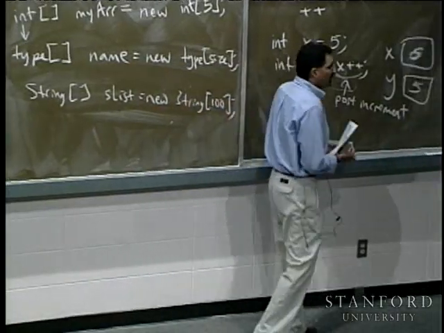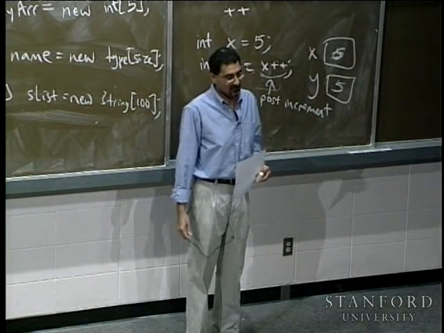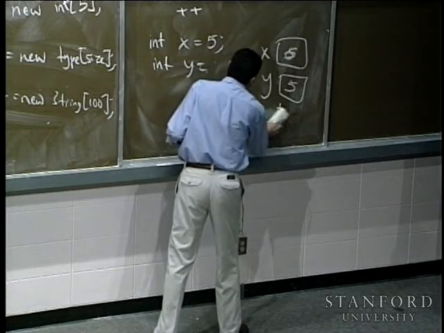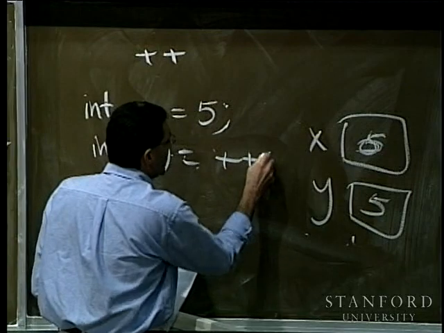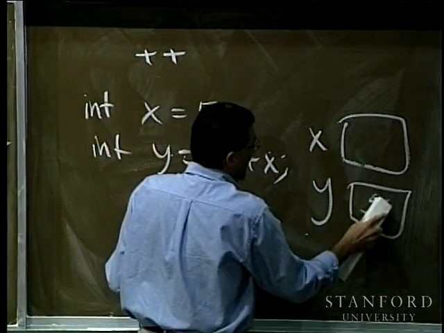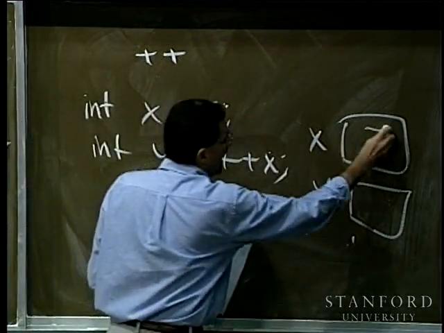Okay? So you might say, hey, Mehran, if there's a post increment, isn't there also a pre-increment? And you would be right. And the way a pre-increment looks is we take our friend the plus plus and we put it before the variable. So we say plus plus x. Okay? In terms of the effect it has on x, it's exactly the same. It adds 1 to x. So when I say x equals 5, I put in the 5 here.